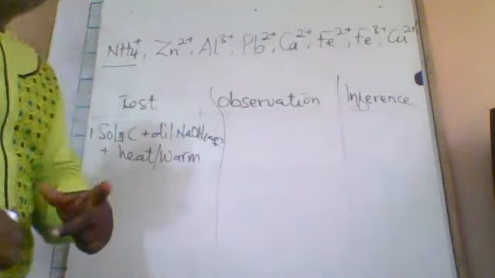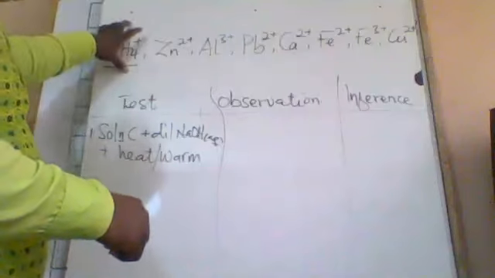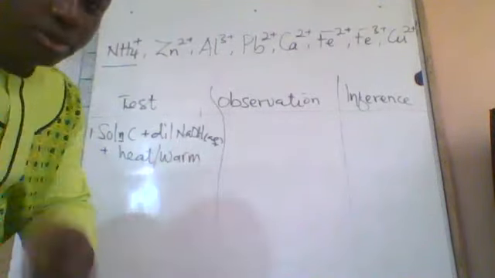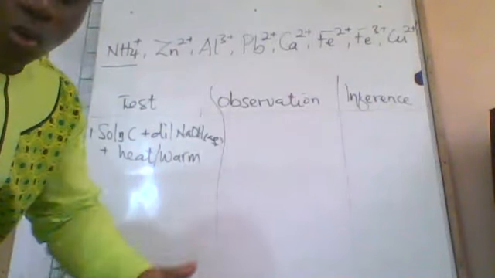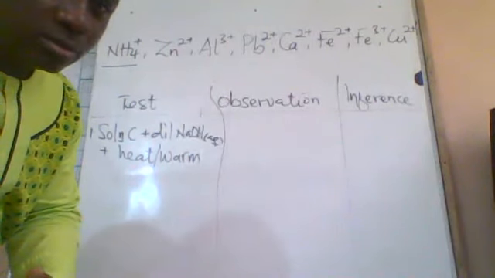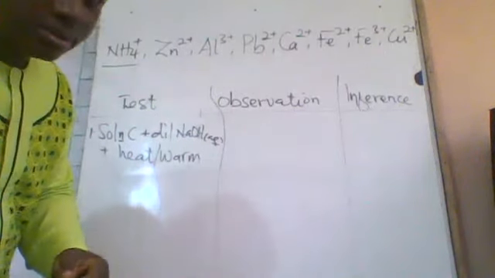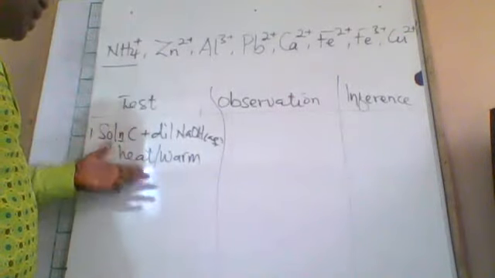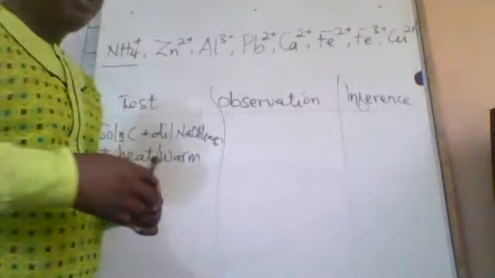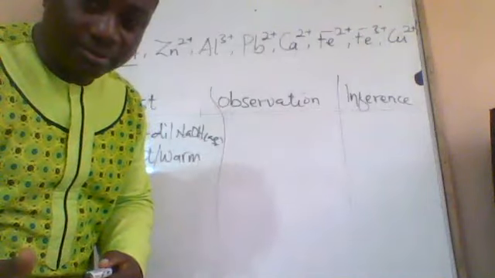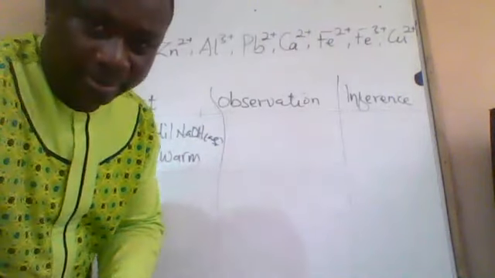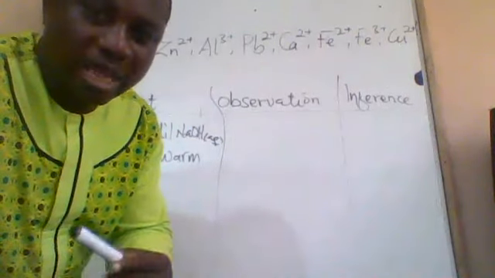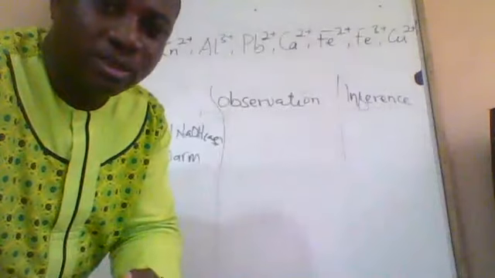I've given you a clue that it is only ammonium ion that, when you add dilute sodium hydroxide, you warm or you heat. The rest, we don't do that. It is only ammonium ion. Now, when you add dilute sodium hydroxide and you heat, there's going to be a colorless gas with a pungent smell. It smells like urine. So a colorless gas with a pungent smell will be evolved.